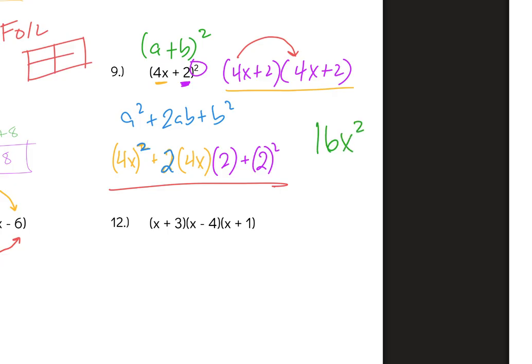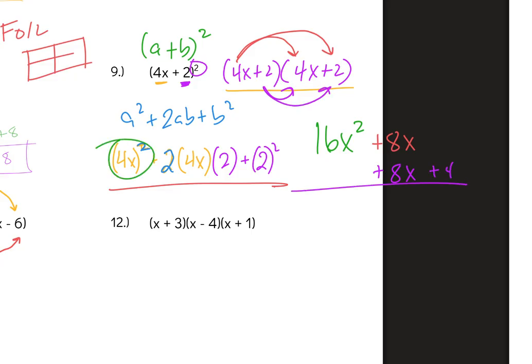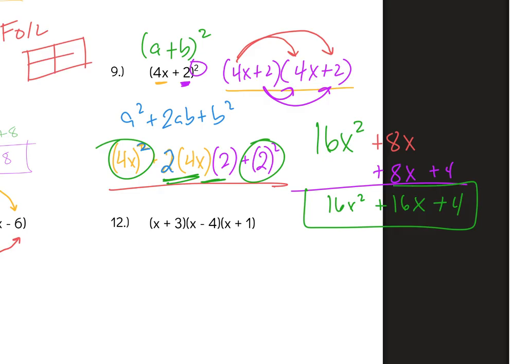And then let's keep going. So 4x and 2 is plus 8x. 2 and 4x is 8x, and 2 and 2 is 4. So notice, oh my goodness, 16x squared. There it is. 2 of these will be 16, and then 2 squared is 4. So that is the final product. This will get you the same. You just would have to keep going.